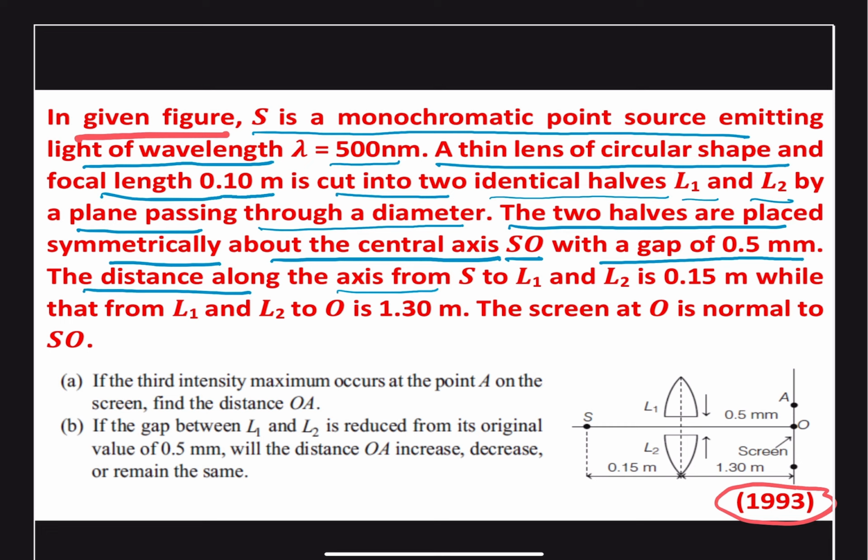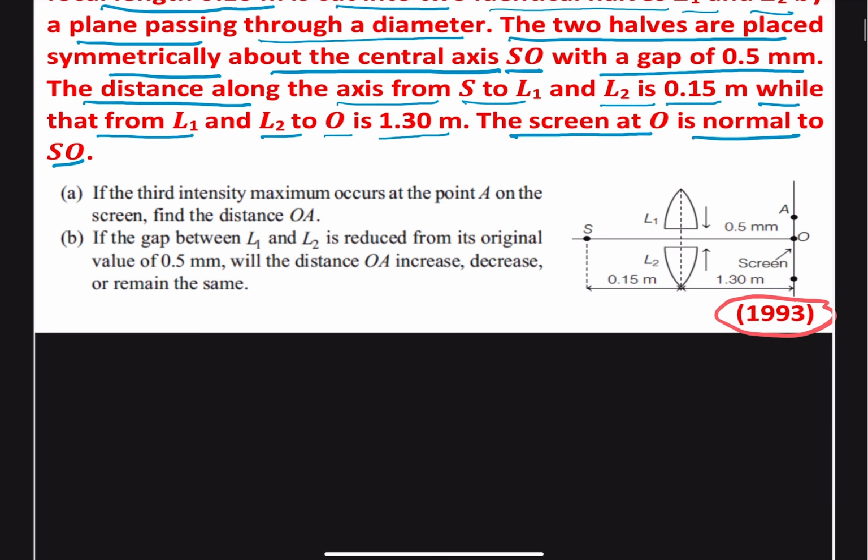The distance along the axis from S to L1 and S to L2 is 0.15 meter, while that from L1 and L2 to O is 1.30 meter. The screen at O is normal to SO. Based on this, we have two questions. In the first part, it asks that if the third intensity maximum occurs at point A on the screen, find the distance OA. And in part B, if the gap between L1 and L2 is reduced from its original value of 0.5 mm, will the distance OA increase, decrease, or remain the same?